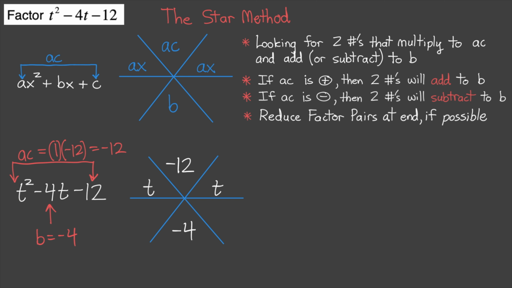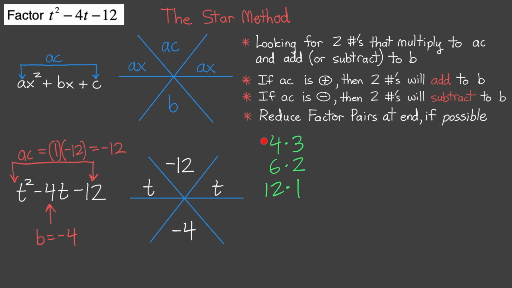So that's pretty easy. So next, we are looking for two numbers that multiply to ac and then add or subtract to b. So we want two numbers that multiply to negative 12, and then because b is negative, because ac is negative, we want two numbers that will subtract to b. So we want two numbers that multiply to negative 12 but subtract to negative 4. So what are factors of 12 that could work? So 4 times 3, 6 times 2, and then 12 times 1. Those are our only options.